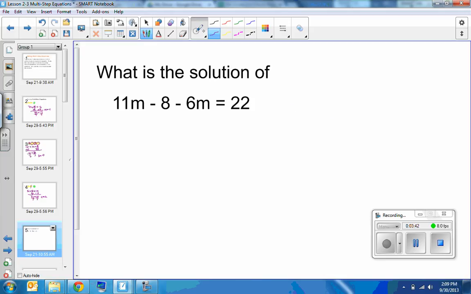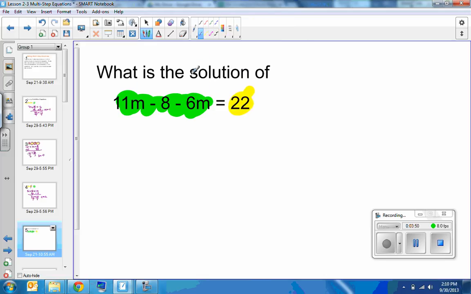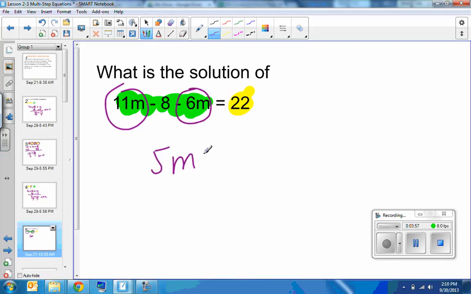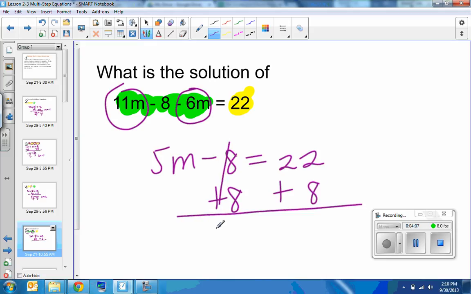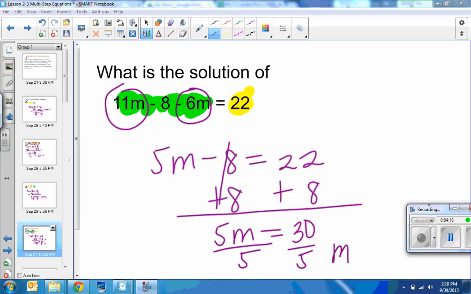Let's look at this one. Again, this is one side of the equation. This is the other side of the equation. So 11m minus 6m is a positive 5m minus 8 equals 22. Opposite of subtracting is adding. I'm going to add 8 to both sides. Bring down your 5m equals 22 plus 8 is 30. Opposite of multiplying is dividing, and m equals 6.